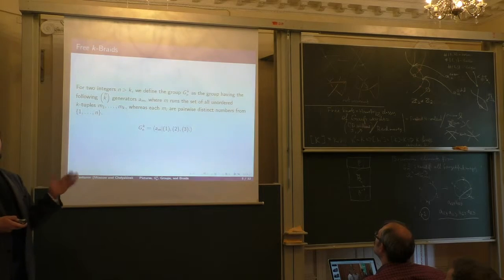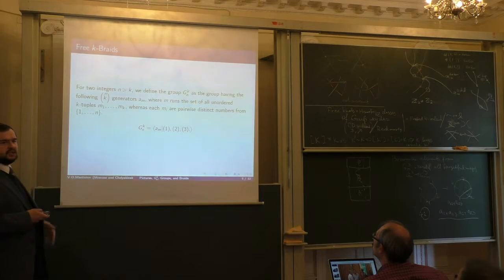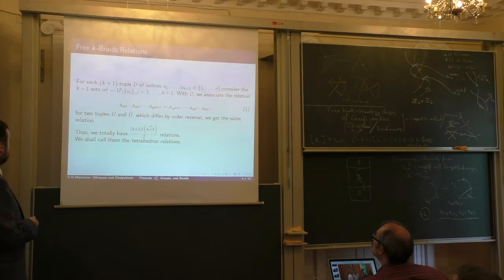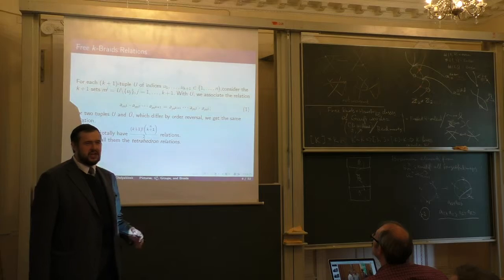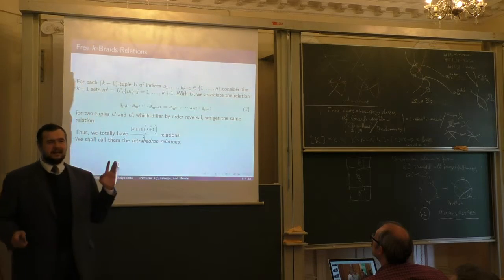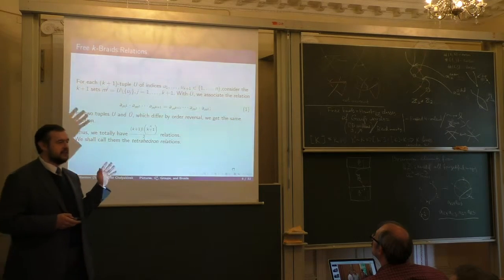Modulo 3 types of relations. The relations are coming, and here they are. So first of all, the first relation is a sort of generalization of the Yang-Baxter relation. In some sense, the usual Yang-Baxter equation is something which will be related to G_n^2.